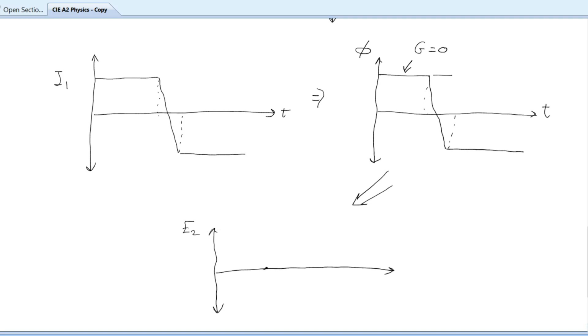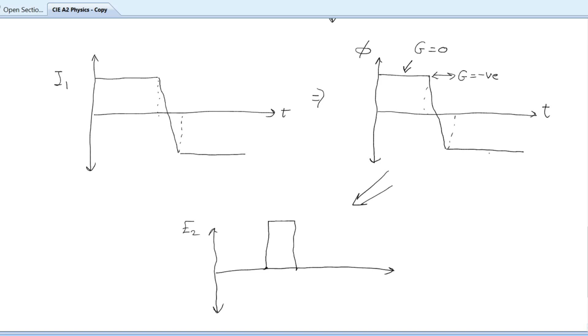During this region, there is a negative gradient with a steep value, which means you have a sharp change in flux linkage, which means that you will induce a large EMF. But since the gradient is negative and the EMF is negative d phi by dt, you will have a high positive EMF. And this keeps going as long as the rate of change is constant.